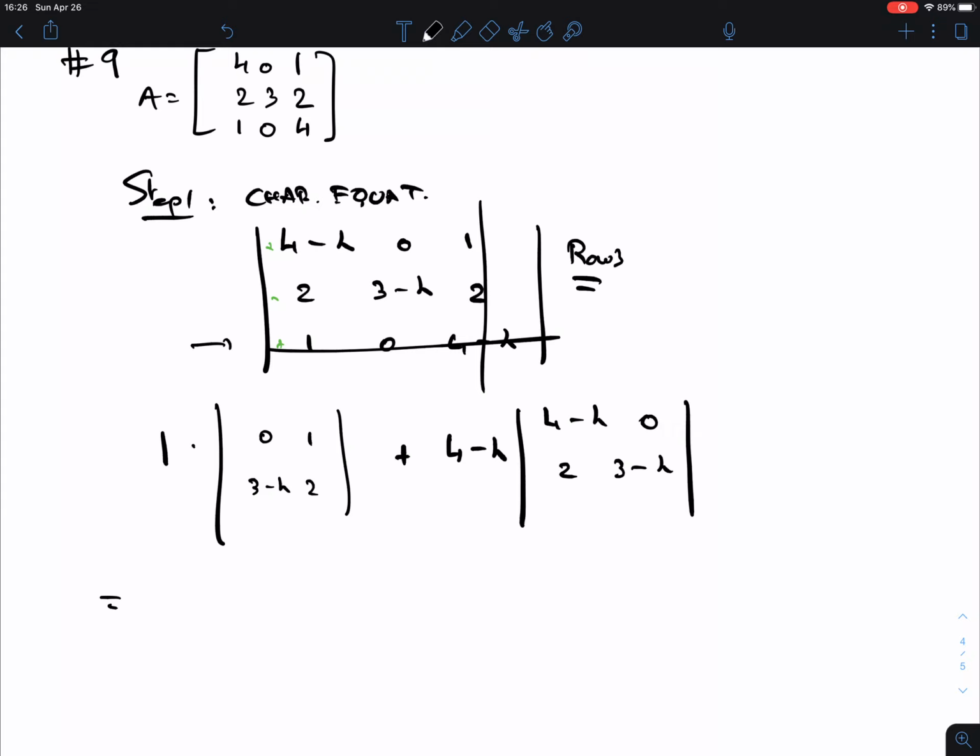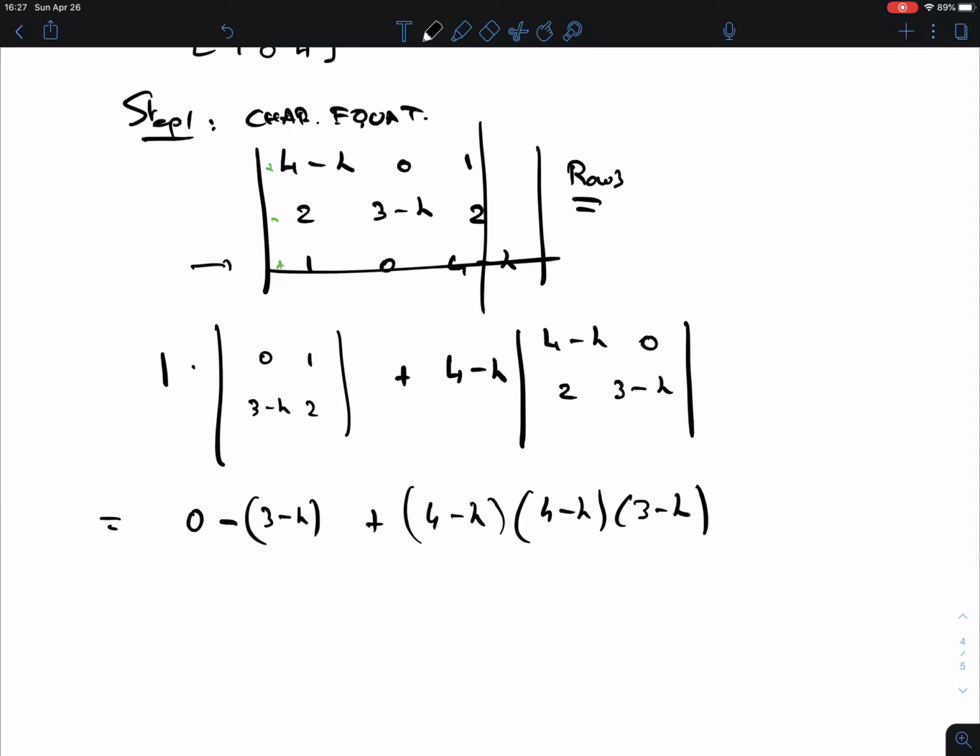So we have the diagonal element is 0 minus the other guy, that's 3 minus lambda, plus, and now we have 4 minus lambda times the product of the diagonals, 4 minus lambda, 3 minus lambda. Okay. Now, why is this not the great method? It's because now I have to actually expand everything and factor. That might be a little bit more cumbersome because the factorization is not so obvious now.